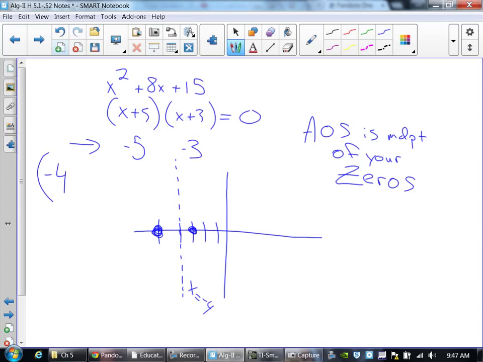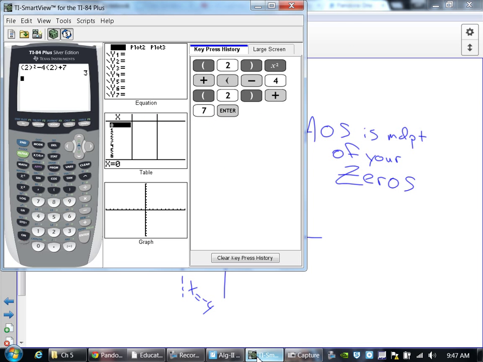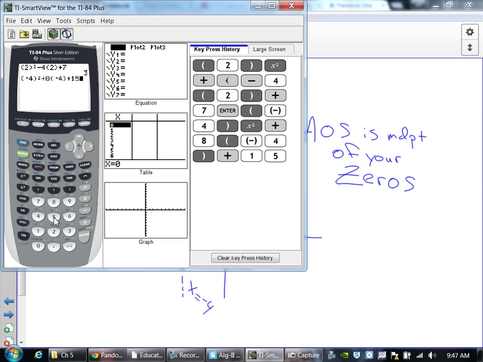What do you think I have to do with that negative 4 to figure out the y-coordinate? Fill it in. Substitute in. So if I go back in, and remember, this is a good example of when to use parentheses. Parentheses, negative 4 squared, plus 8 parentheses negative 4, plus 15. And I type it in literally exactly the way that I'm writing it down. And I hit enter. And there's my vertex. Negative 4 and negative 1.